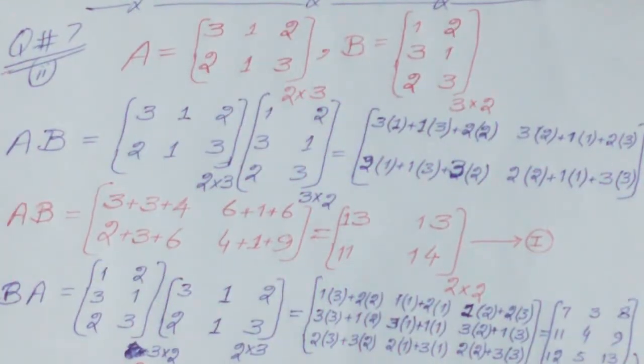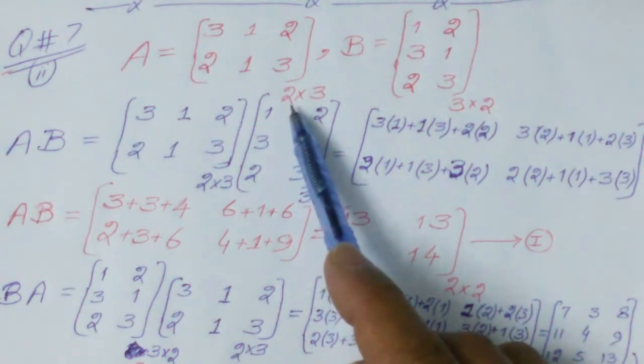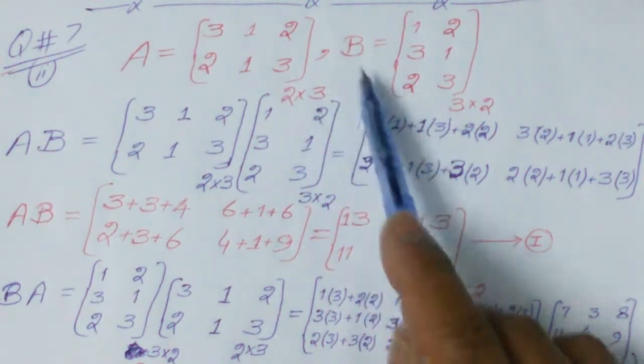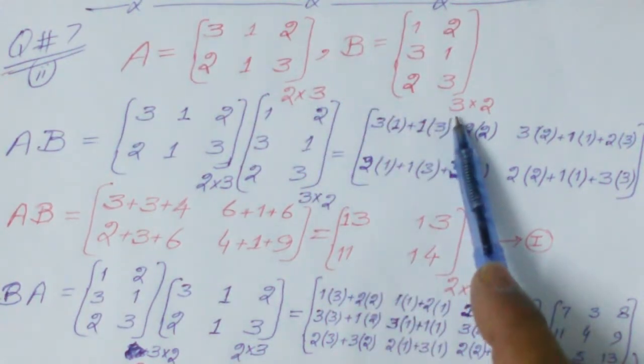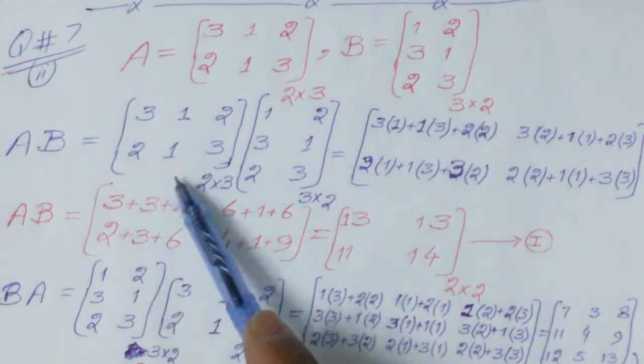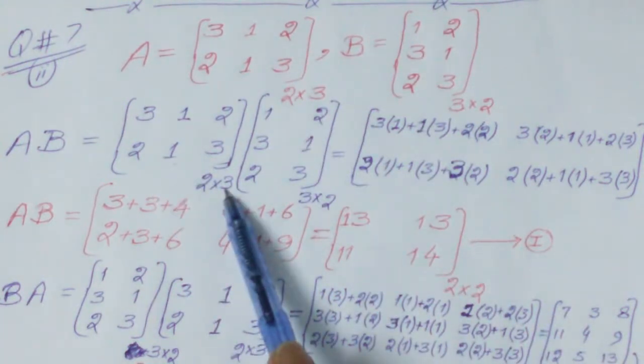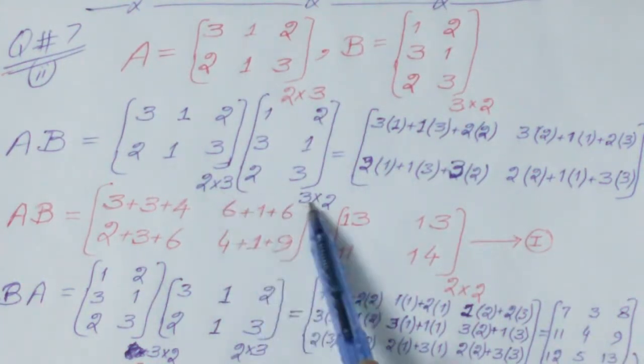Now in case of the second part of this question, A is a matrix having order 2 cross 3 and B is another matrix having order 3 cross 2. First we have to multiply A with B. A is this matrix and B is this matrix. The condition for the multiplication holds.